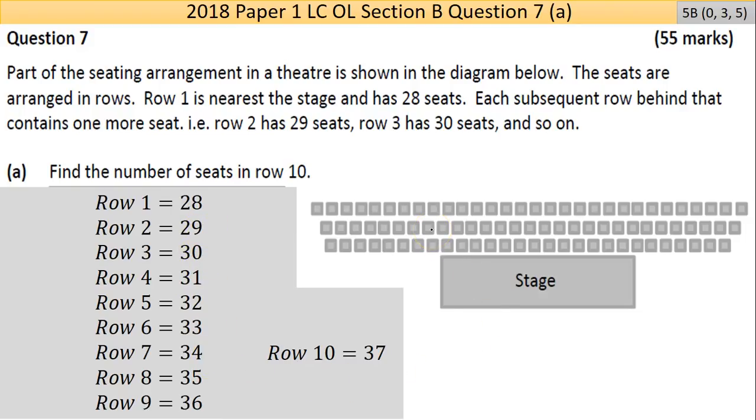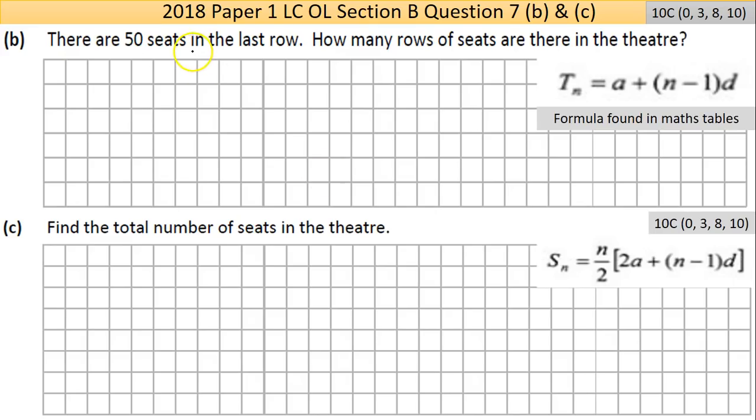Now, part A, that's it. Okay, so part B here now, there's 2 parts on this page, but part B is worth 10 marks. It's a C scale, so there's a strike at the 3 or the 8. It says here there are 50 seats in the last row. How many rows of seats are there in the theatre?